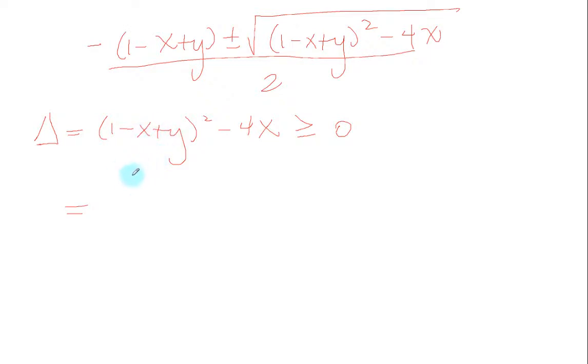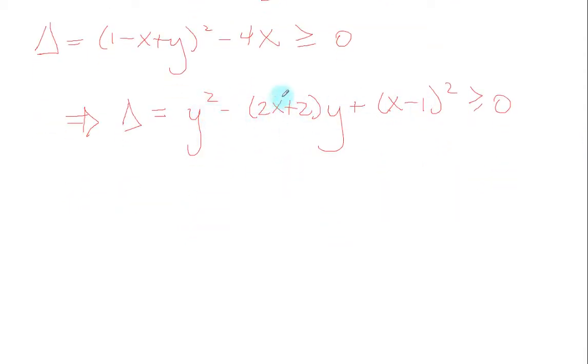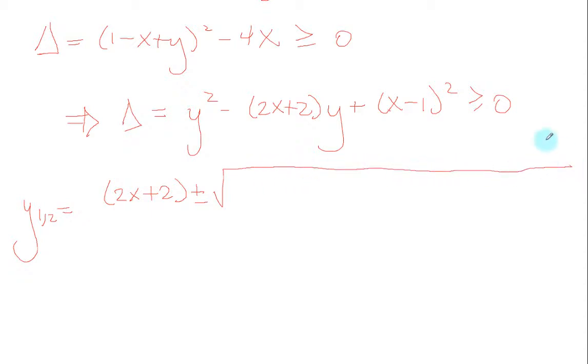Now if we expand this squared, the discriminant is going to be equal to y squared minus 2(x plus 1) y plus (x minus 1) squared, greater than or equal to 0. Now again, notice that in this case, y is going to be the variable, and the other terms are going to be the constants. So let's use again the quadratic equation. So y1 and y2 are going to be minus b, which is 2x plus 2, plus or minus the square root of (2x plus 2) squared minus 4 times (x minus 1) squared, and everything divided by 2.